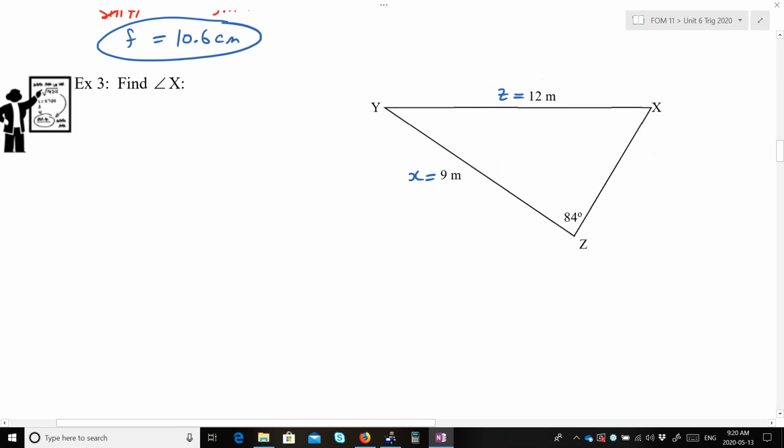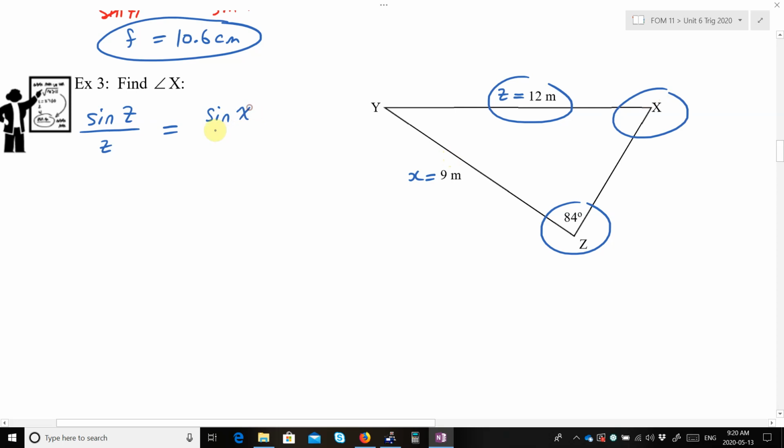Okay, so we start off with, we know angle z and its opposite side, so I'm going to go sine z divided by little z. That's going to equal sine of x divided by its opposite side, little x. And let's plug in what we know. So it would be sine, angle z is 84 degrees, little z is 12. We are looking for angle x, so that's going to have to stay as sine x, and little x is 9.